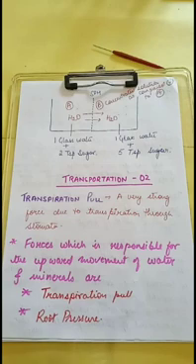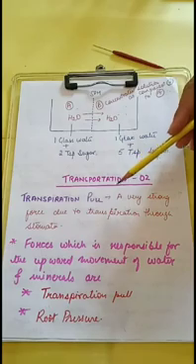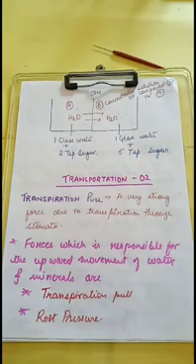Students, in the previous video, I told you about the opening and closing of stomata. The opening of stomata causes transpiration, and this transpiration causes a transpiration pull that pulls the water from roots to the leaves. Now, how does this occur?